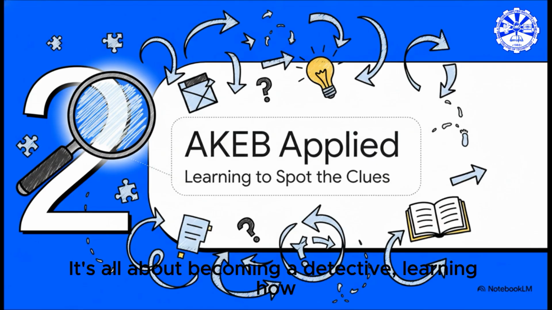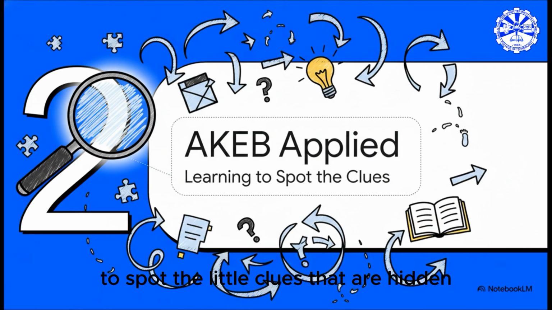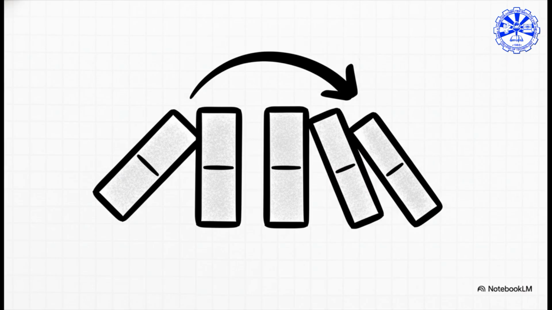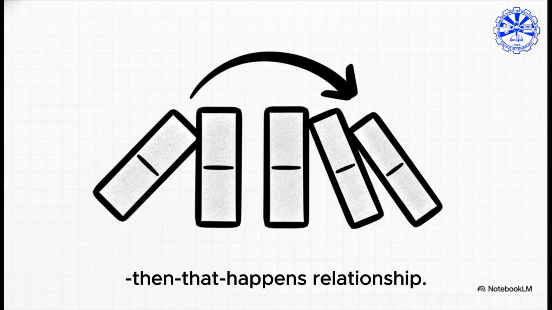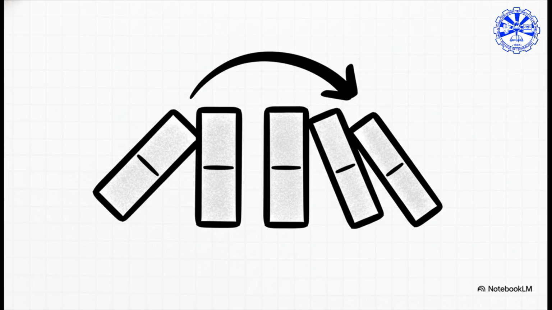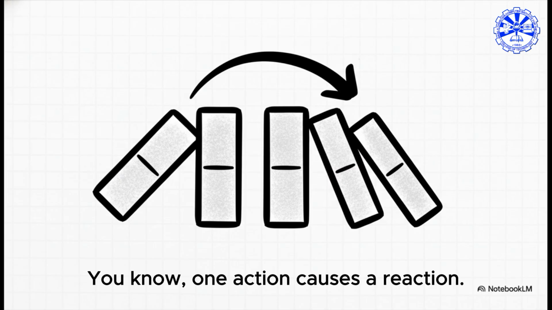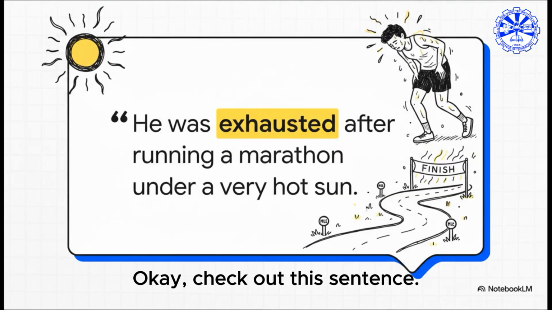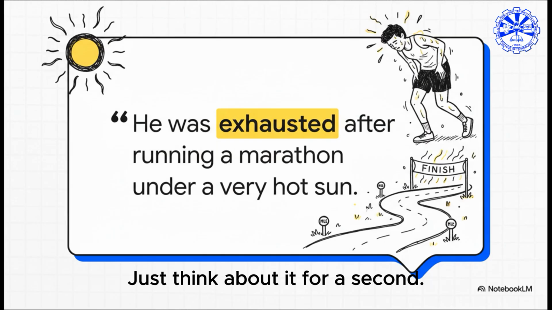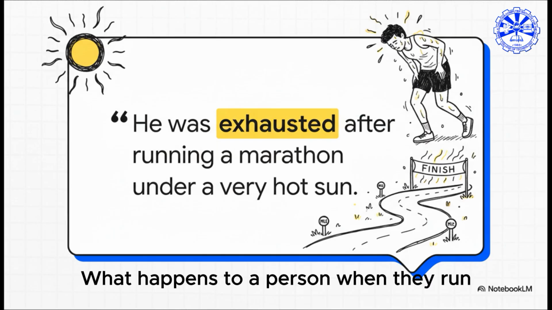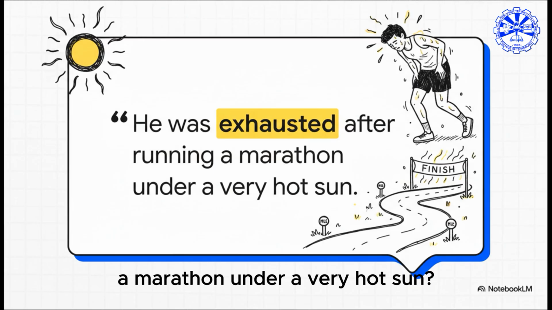It's all about becoming a detective, learning how to spot the little clues that are hidden right there in the sentences. So let's go through some of the most common clue types you'll see. First up, we have cause and effect. This one's pretty straightforward. You're just looking for an if this happens, then that happens relationship. You know, one action causes a reaction. Okay, check out this sentence. We need to figure out the word exhausted. Just think about it for a second. What happens to a person when they run a marathon under a very hot sun?